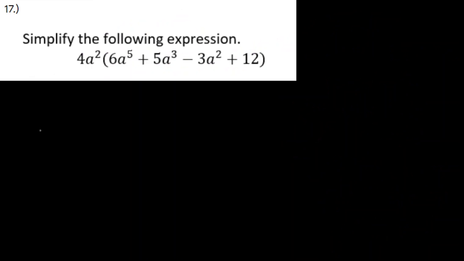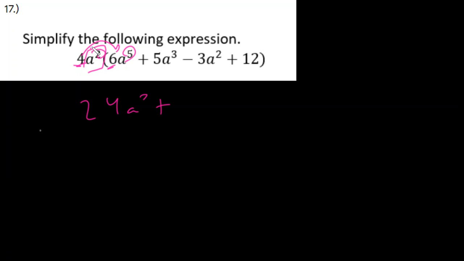Okay, let's take a look at example 17. Now it says simplify the following expression, and notice here we are finally multiplying by our variables. Well, let's do this in parts. Normal numbers behave normally. 4 times 6 will be 24a, and of course when we multiply variables we know that we have to add the exponents. 2 plus 5 will give us a to the 7.